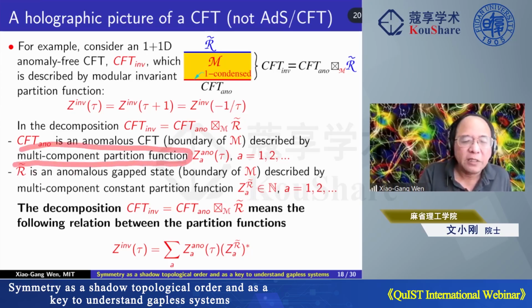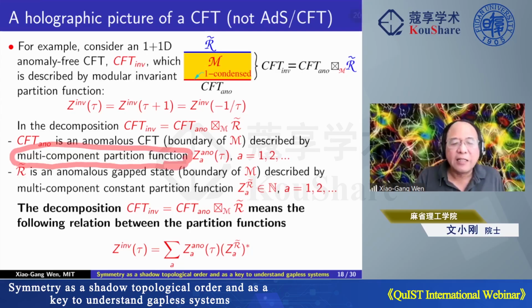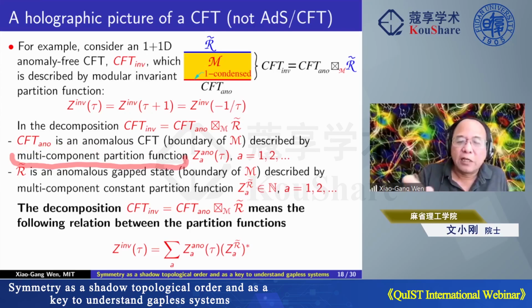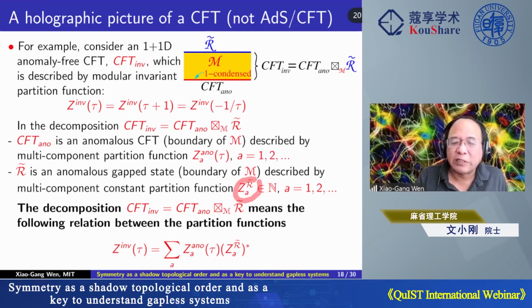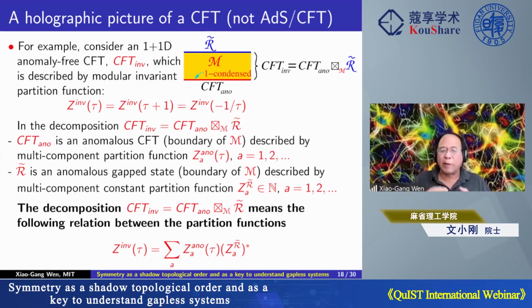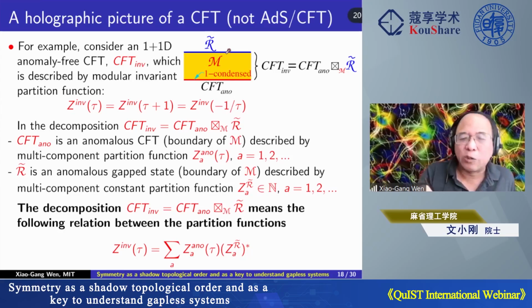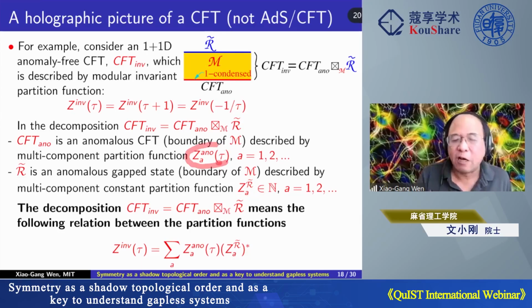So this is the key. They are described by multi-component partition function. And similarly, the gapped boundaries are also described by multi-component partition function. The difference is that if a boundary is gapped, the partition function does not depend on tau, because tau describes the shape of space-time. If the gapped system is topological, it has no metric dependence, no shape dependence. So therefore, for a gapped boundary, the partition function is constant. For a gapless boundary, the partition function may depend on shape, have a tau dependence.